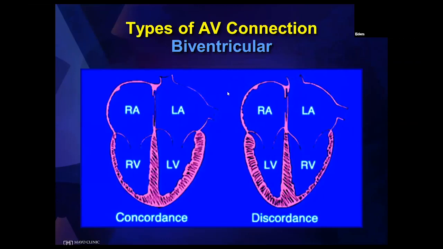Well, what about the connection of the atria to the ventricles? When you have a biventricular circulation, the concordant connection is a right atrium with a tricuspid valve to a right ventricle. Similarly, we have a left atrium with a mitral valve to a left ventricle. The connections are discordant if we have a right atrium connecting to a left ventricle and a left atrium connecting to a right ventricle.